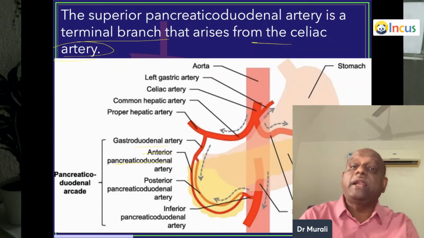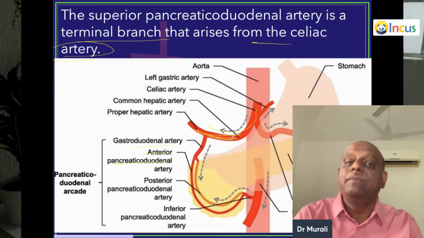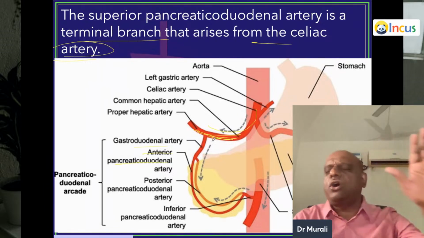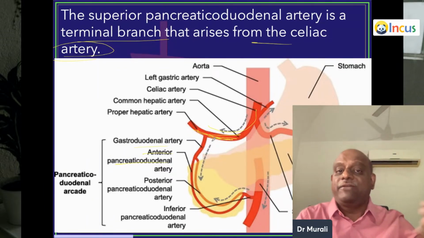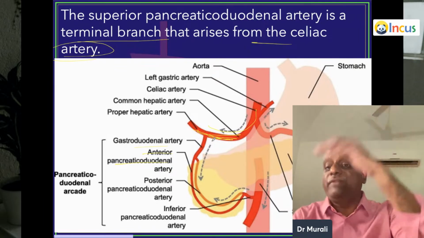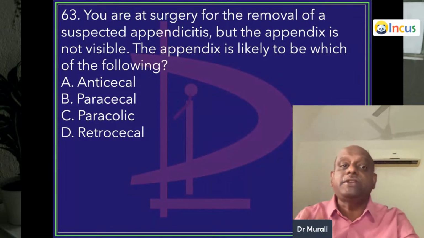So they are the terminal branches of the celiac artery, is what you have to remember. So all these common hepatic artery branches, celiac artery branches, from where the left gastric artery comes, from where the right gastric artery comes, everything you have to be 100% sure, doctor.